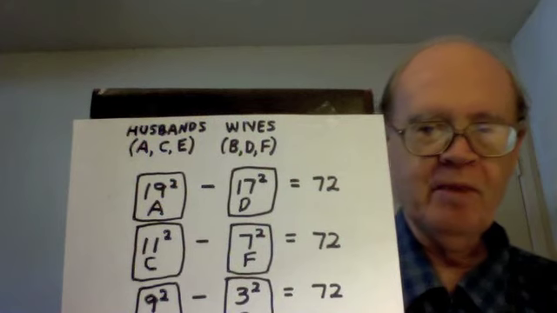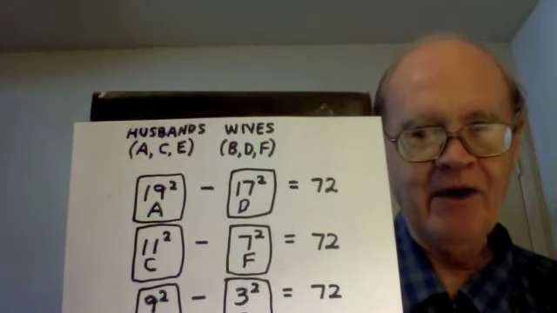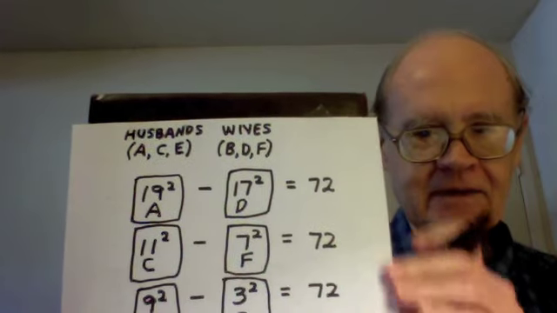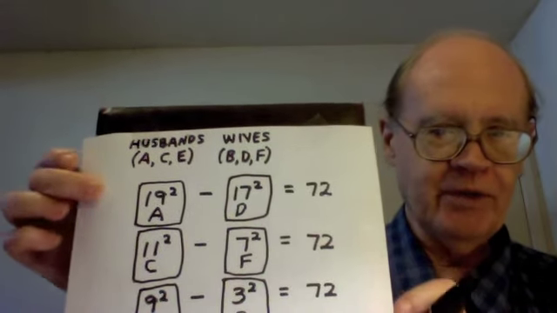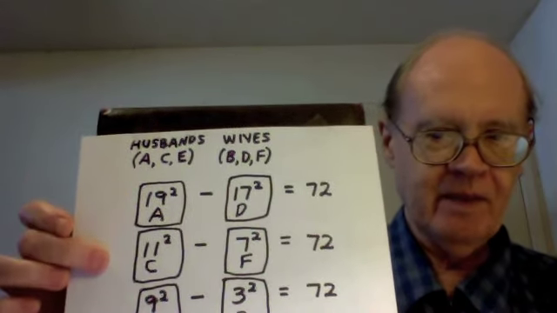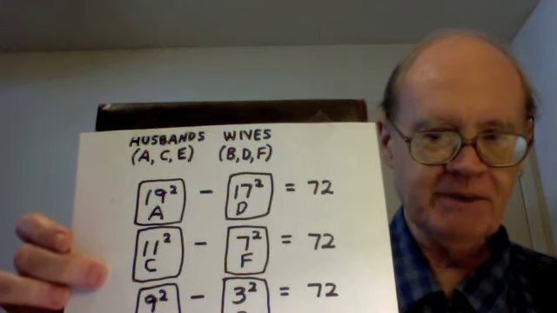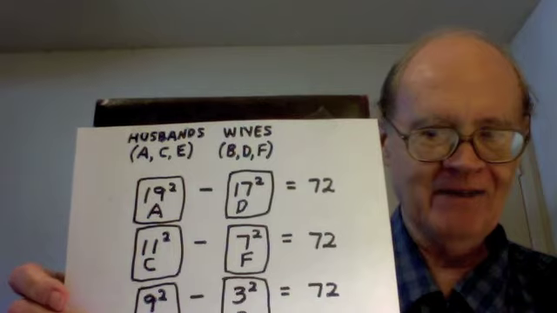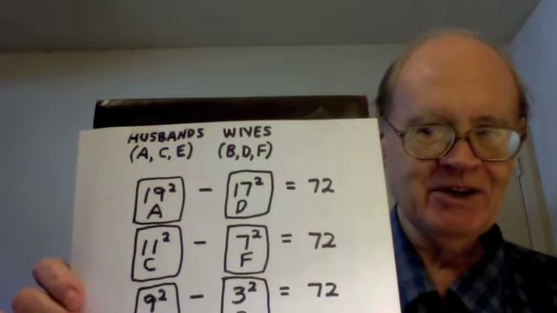And so we now have the pairings of husbands and wives. Al and Dorothy are husband and wife. Clyde and Frida are husband and wife. Ed and Betty are husband and wife. So that's my solution to my potatoes challenge.